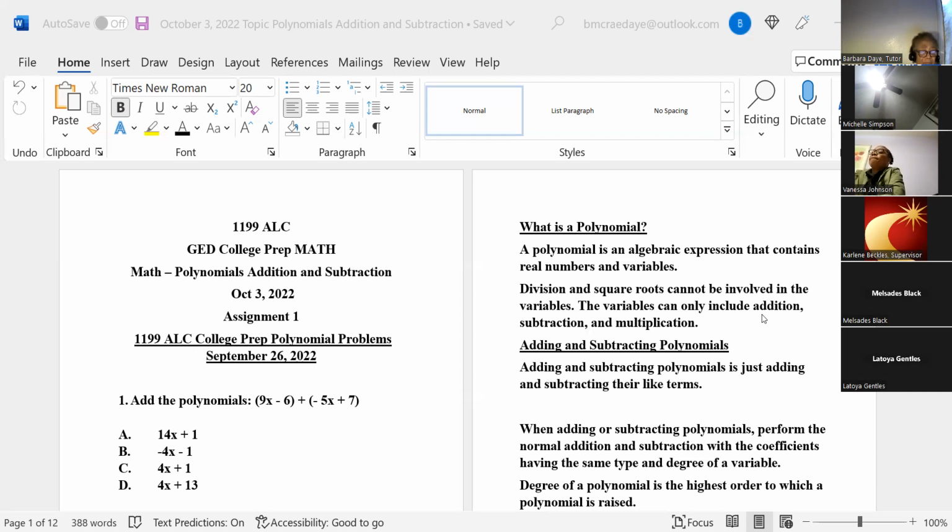Now, adding and subtracting polynomials is pretty much like adding and subtracting regular numbers. What's the difference? Anybody want to tell me the difference? Latoya, what's the difference between adding and subtracting polynomials and adding and subtracting just rational numbers? Sometimes the answer comes out with a negative number. Well, they could be negative when it's not a polynomial.